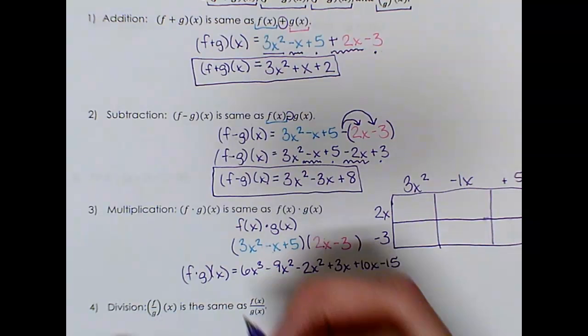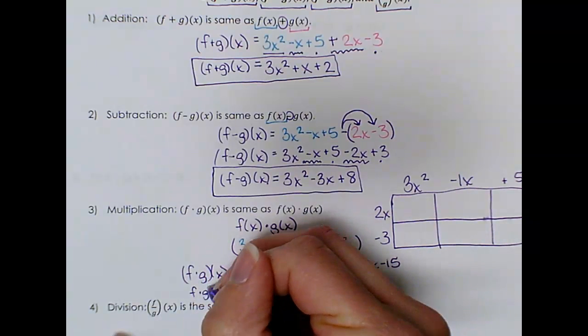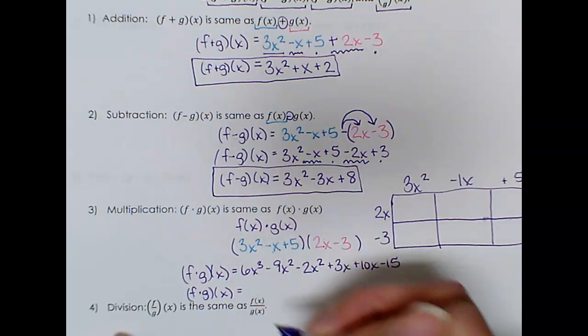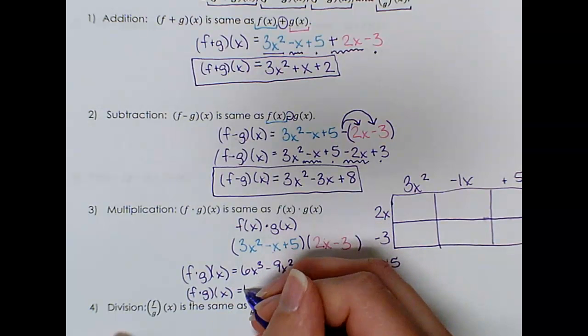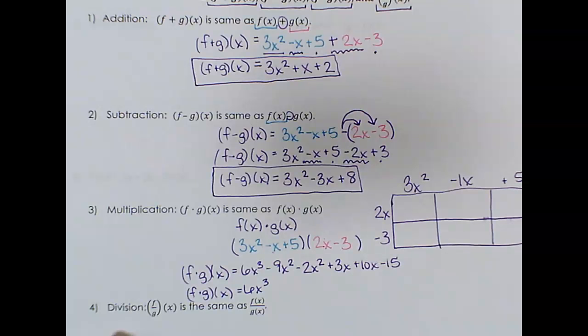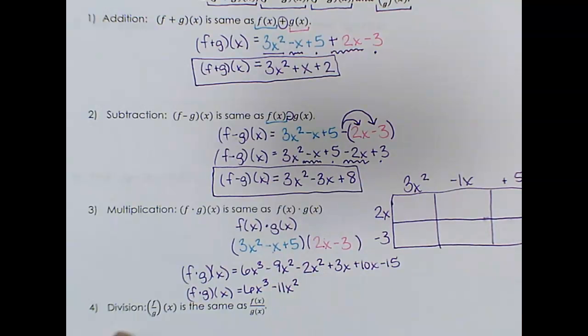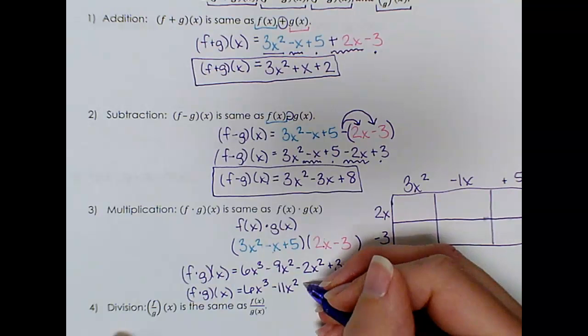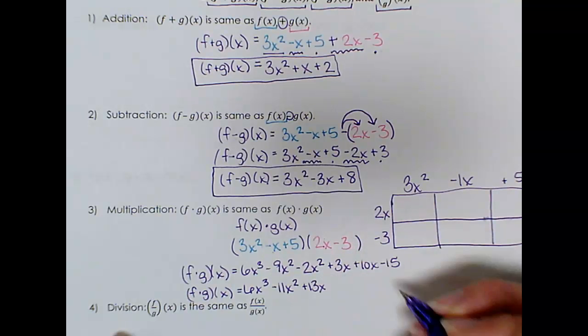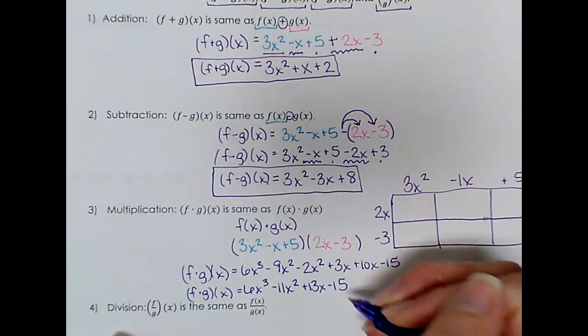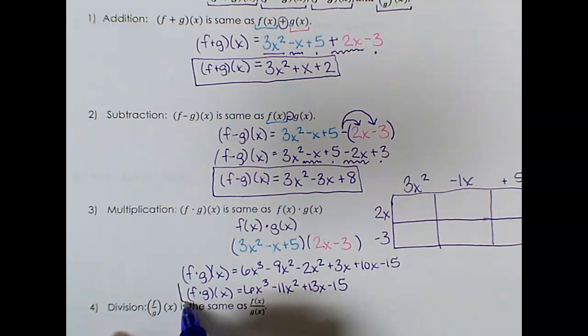And I can combine my like terms to find f times g of x. So there's only one x cubed term. That'll make an appearance in my answer. For x squareds, I have negative 9x squared minus 2 more x squared, so that's minus 11x squared. I've got 3x plus 10x, that's 13x, and then I have my minus 15 for the constant. So this would be f times g of x.